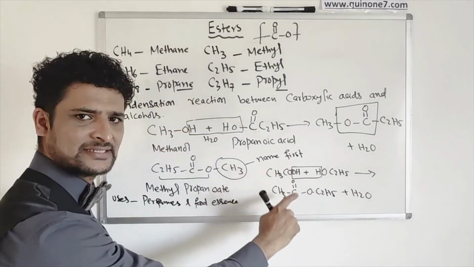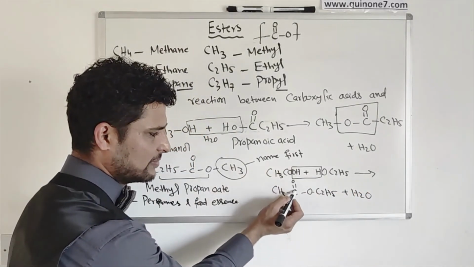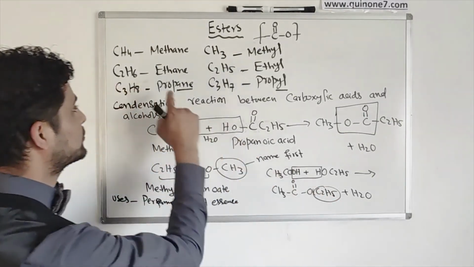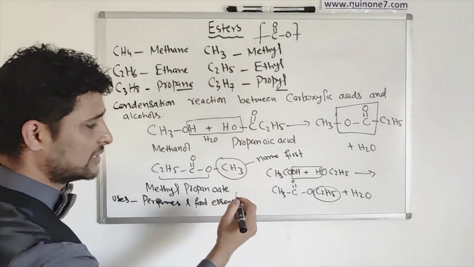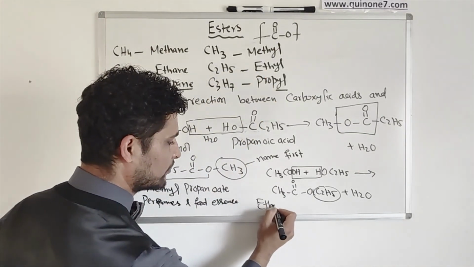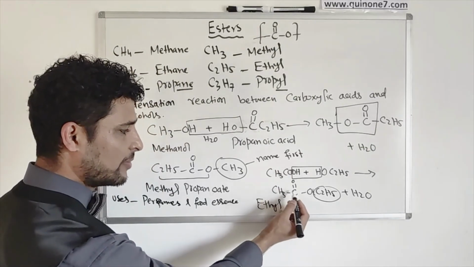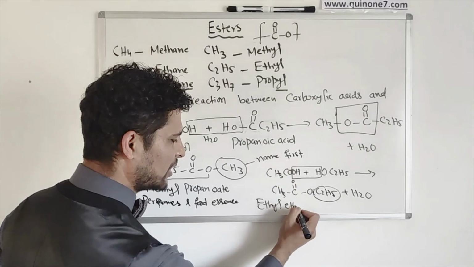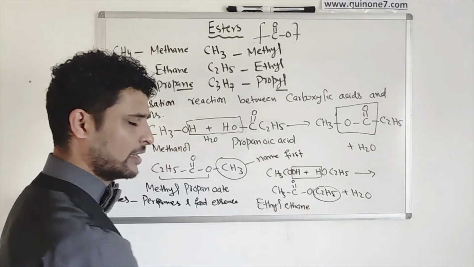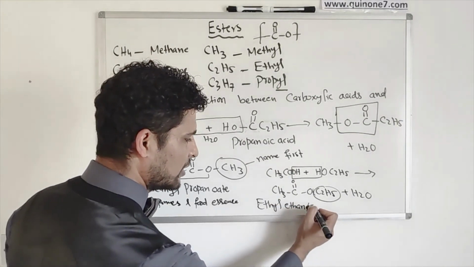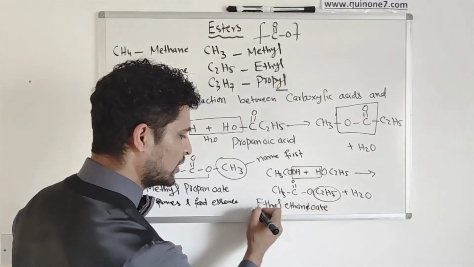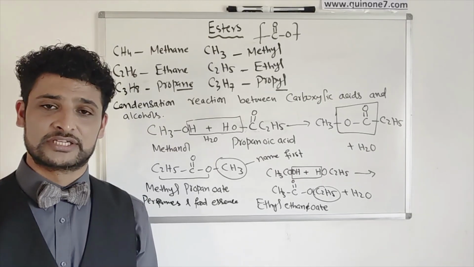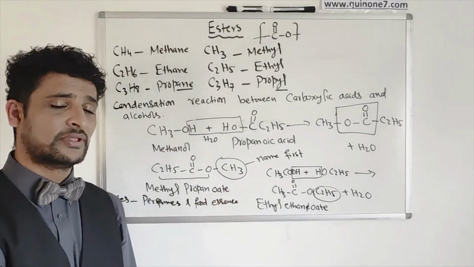Now to name this ester, again after C double bond O, this will be named first. According to this one, C2H5 is ethyl, so you would say ethyl. Then you count the number of carbon atoms before this oxygen, 1, 2, ethane, so I would say ethyl ethane. And what did I tell you? You remove this E and you put OATE. So ethyl ethanoate will be the name of the ester after condensation between the alcohol and the carboxylic acid.